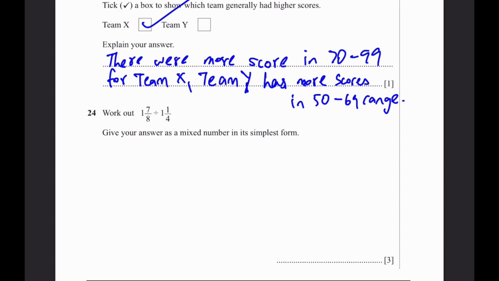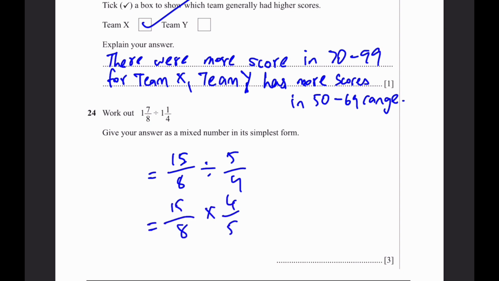Question 24. Work out 1 7/8 divided by 1 1/4. Give your answer as a mixed number in its simplest form. So 1 7/8 is equal to 15/8, and that's divided by 5/4. And that's equal to 15/8 multiplied by 4/5. And we can cancel things out, and that's 3, and this is 1, and there's 2. And therefore it's 3/2, which is 1 1/2 as a mixed number.